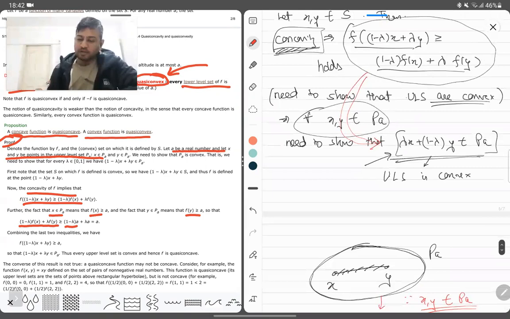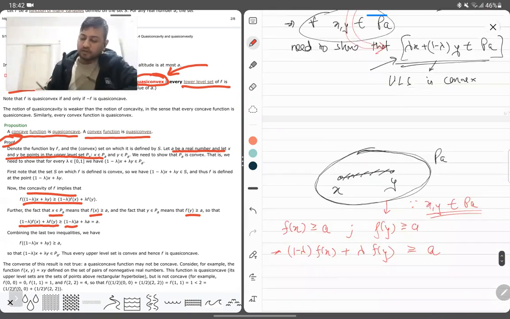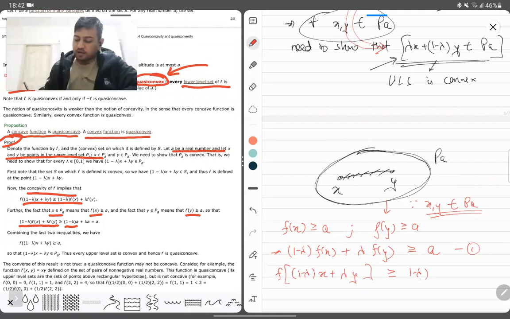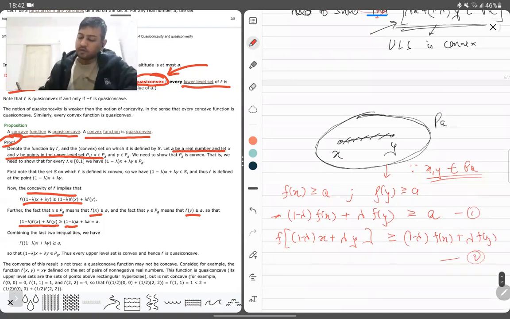Now what does the concavity definition say? That f of (1 minus lambda)x plus lambda y should be greater than or equal to this thing. So this you can call inequality 1. Inequality 2 could be f of (1 minus lambda)x plus lambda y should be greater than or equal to (1 minus lambda) f of x plus lambda f of y.